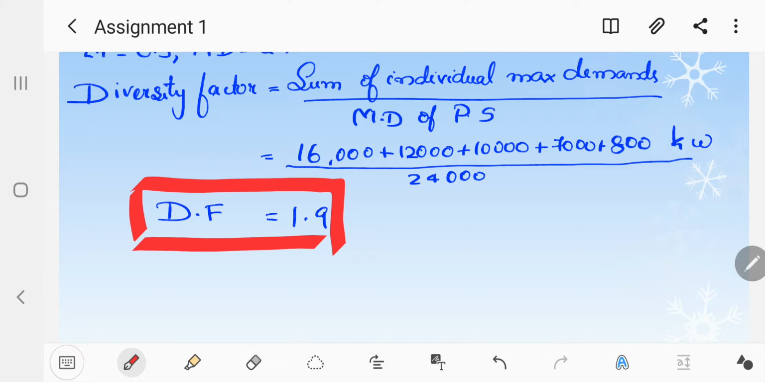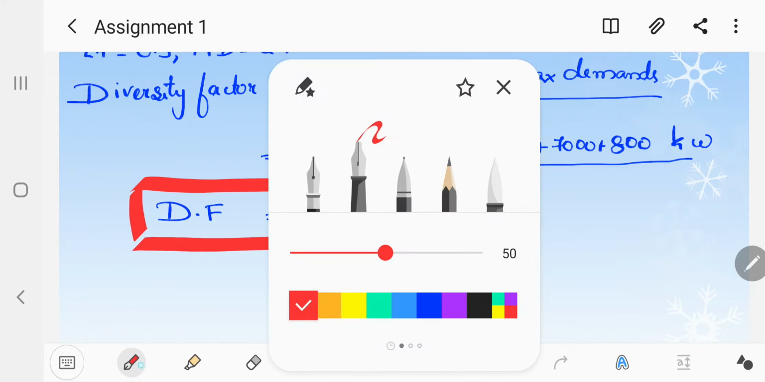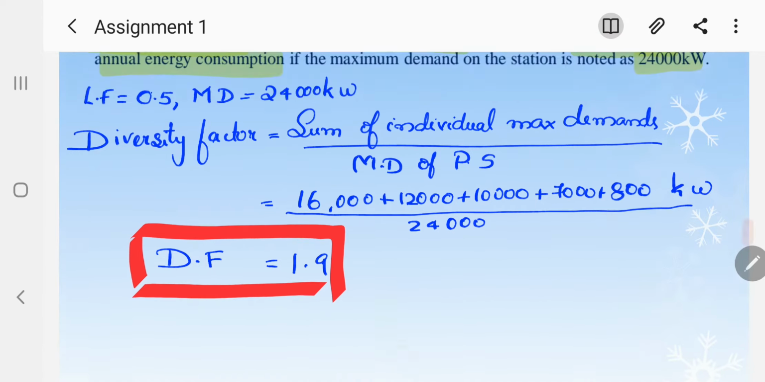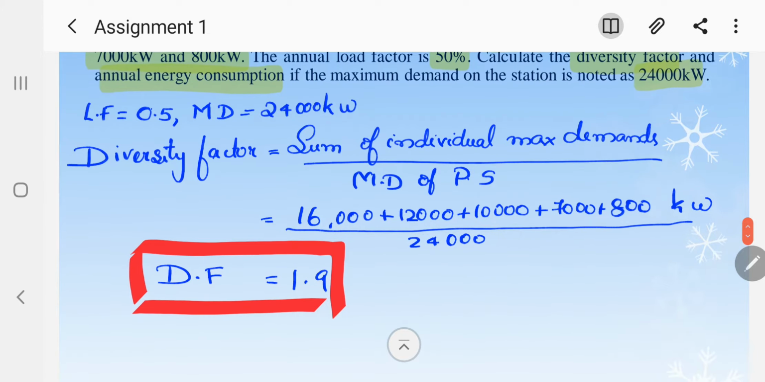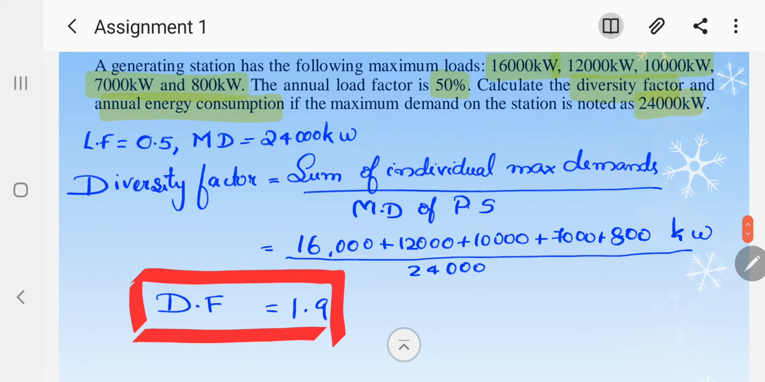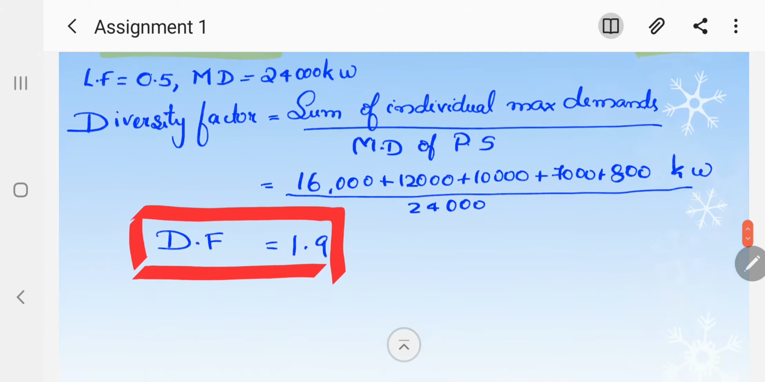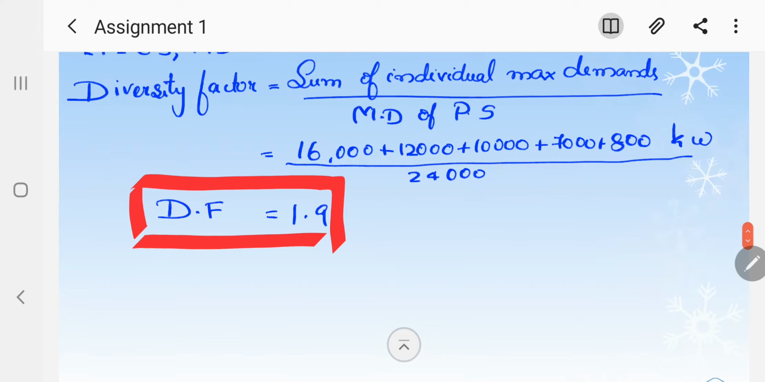I hope you understood the solution. Let's move on to the second question in this one itself. What is the second question? You're asked to find the annual energy consumption. It is also very simple as the load factor is given, same as we did in the previous problem. So first, what do we have to find out?